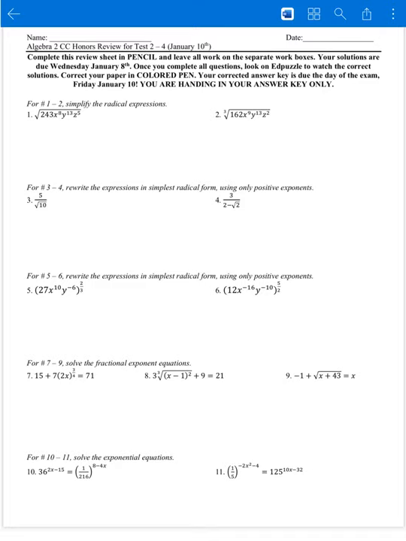All right, so we're going to review for the fourth test of the second quarter. That's going to be on January 10th. For number 1 and 2, we have old radical stuff.